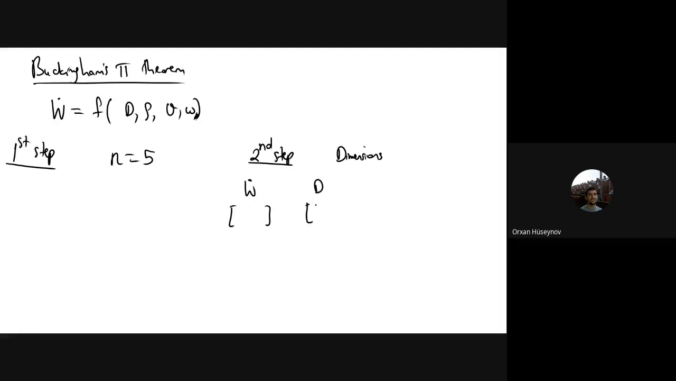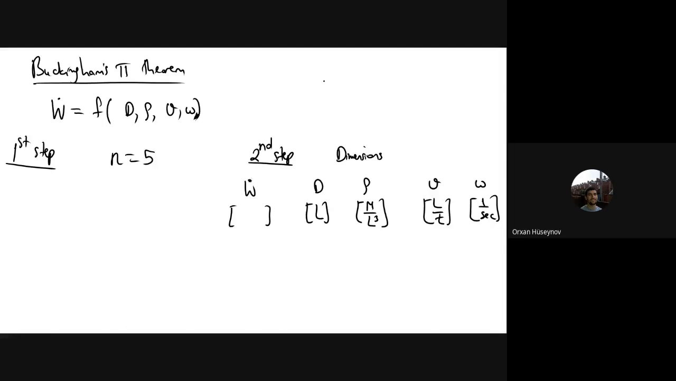So the dimension of the diameter is L. The dimension of the density is mass by L to the power of 3. The dimension of the velocity is L by time. And the dimension of omega, which is rotational speed, is 1 by second. And these are the dimensions. And then what is the dimension of W dot? You can write it as a comment so that I can see. Joule is not a dimension, joule is a unit. And W dot, even so, is not joule, it is watt.